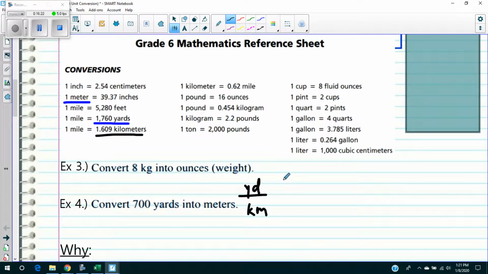By the way, should I introduce this now? I mean, might as well, because you might never get a chance to listen to this otherwise. So I'm going to take a little more time and explain this to you. So look, if 1,760 yards is 1 mile.